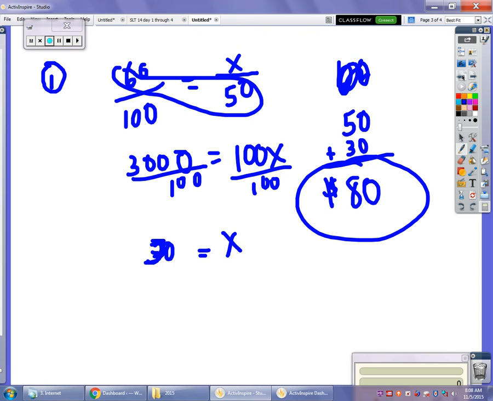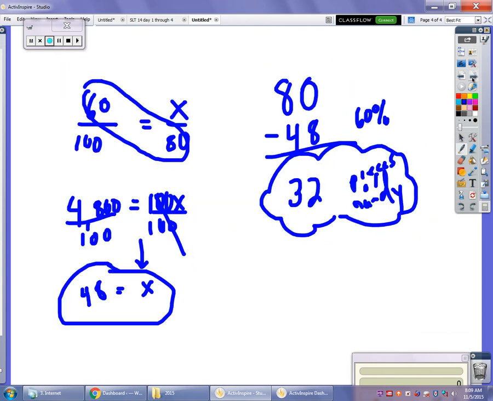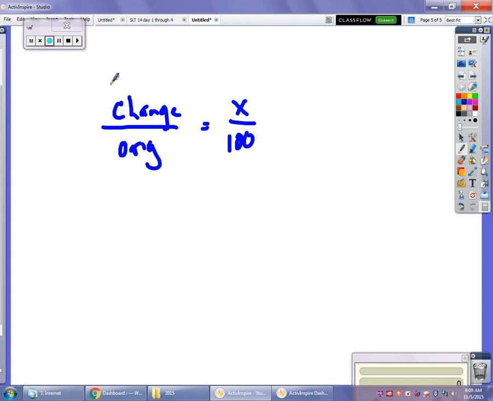So the last problem isn't where we give you the percent and we ask you to find the new amount. We're giving you how it changed, and it went from 50 to 30. And this is the number of students. So to find percent of change, you do change over the original. And then to find out the percent, we are going to make an equivalent fraction, x over 100. We're going to make a proportion.